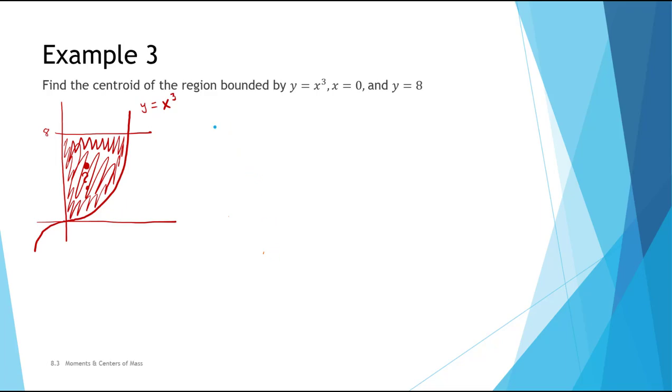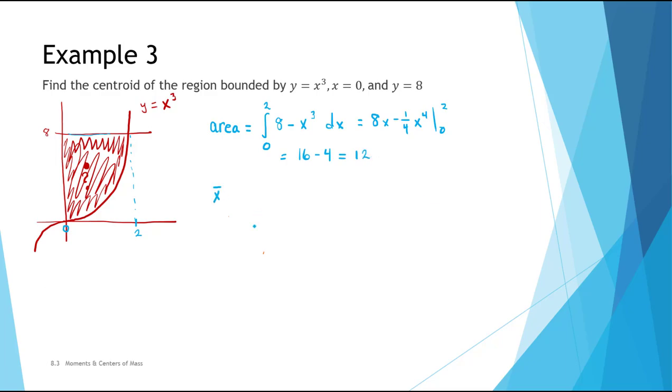Let's start by finding the area, because this is more familiar to us. So to find the area, we need to integrate from left to right. So the left x value is 0. This x value we can easily figure out is 2, integrating from 0 to 2. The top curve is y equals 8. The bottom curve is y equals x to the third, and we integrate with respect to x. Our antiderivative is 8x minus 1/4 x to the fourth. We evaluate at 0 and 2, getting 16 minus 4, or 12.